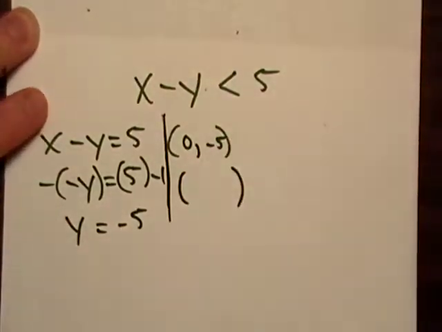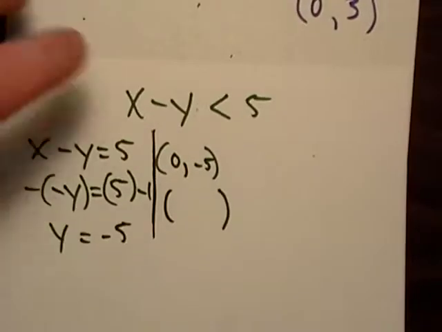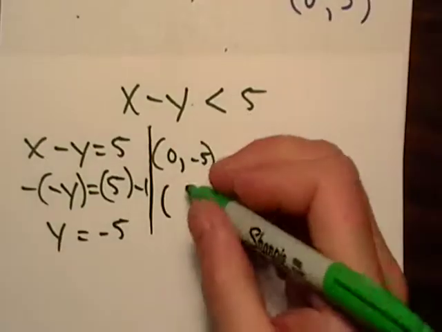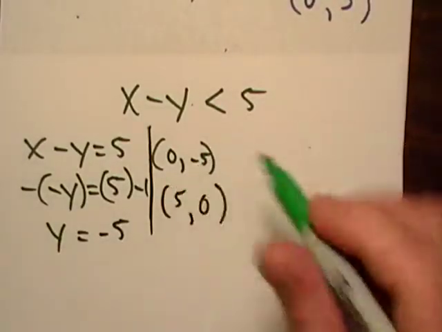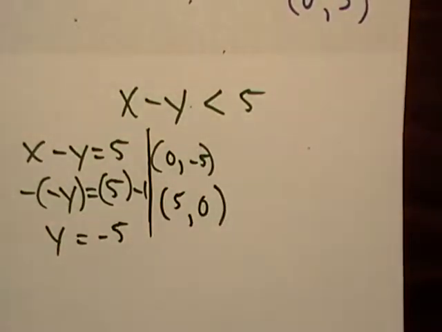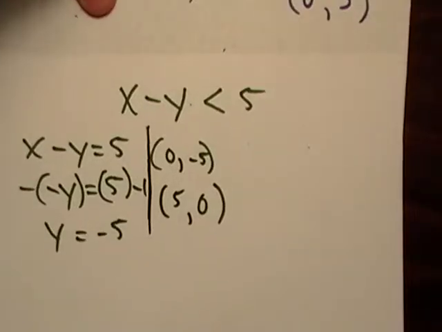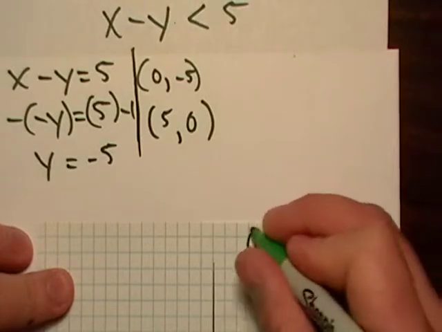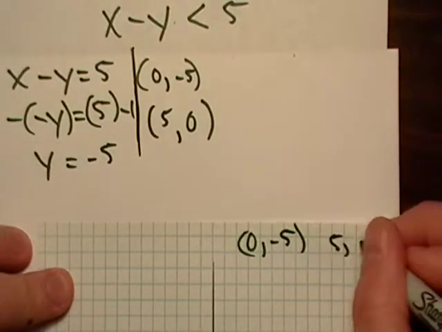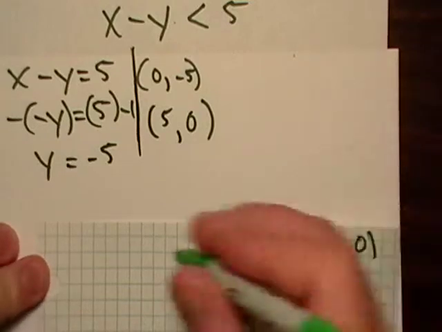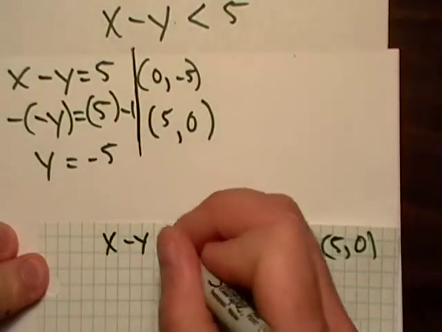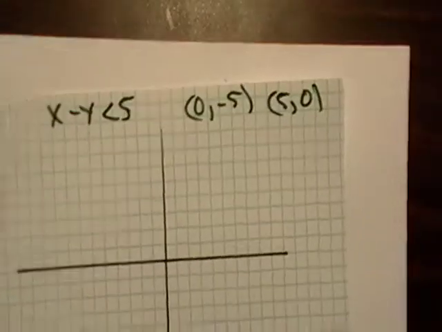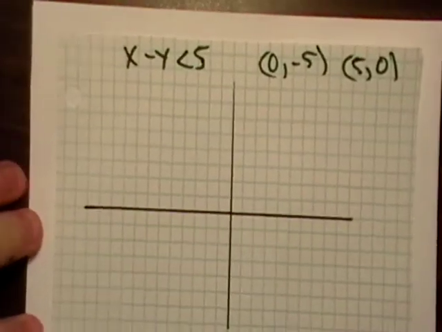Confuse myself too if I do that. Okay, let's see here. Now if I put in 0 for y, x is equal to 5, isn't it? Okay, so that one's not too bad. So I have 0, negative 5, I have 5, 0, and I have x minus y less than 5. Okay, I just wanted to transfer some of that information over there.